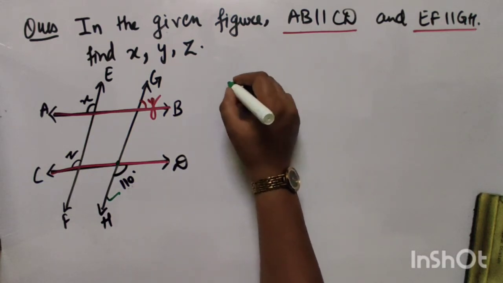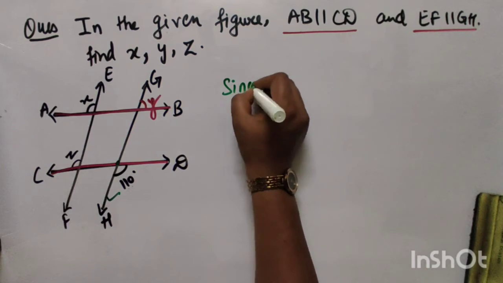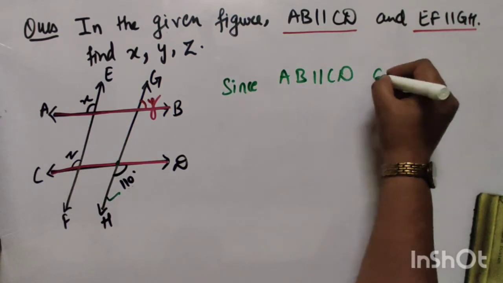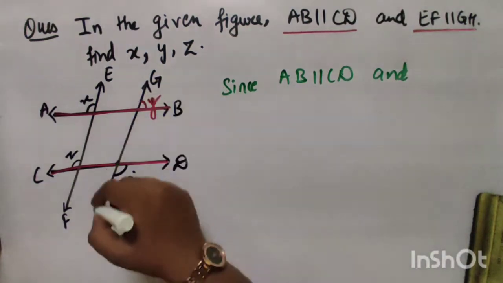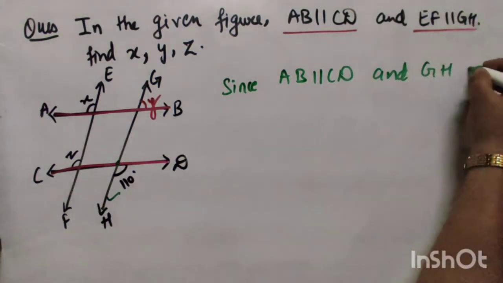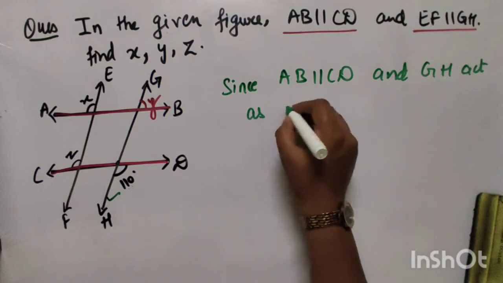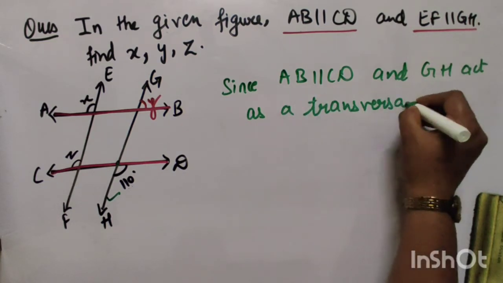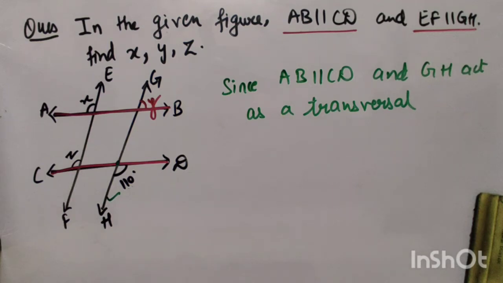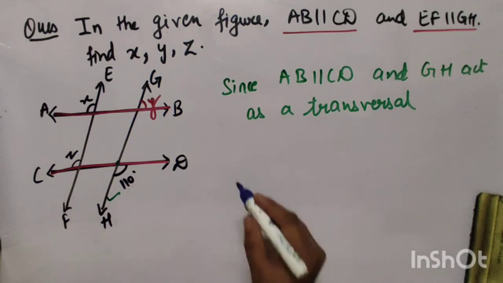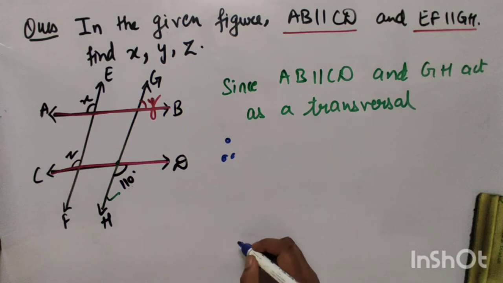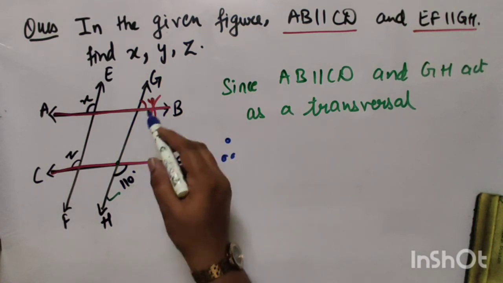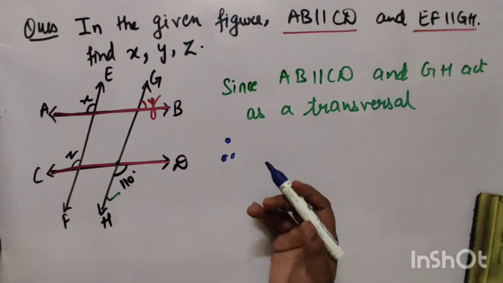So what will we write? We will write that since AB is parallel to CD and GH, right? GH acts as a transversal here. So which concept can we use here, that we have to figure out. Therefore, now we have to see which concept we can apply on these two angles, right?